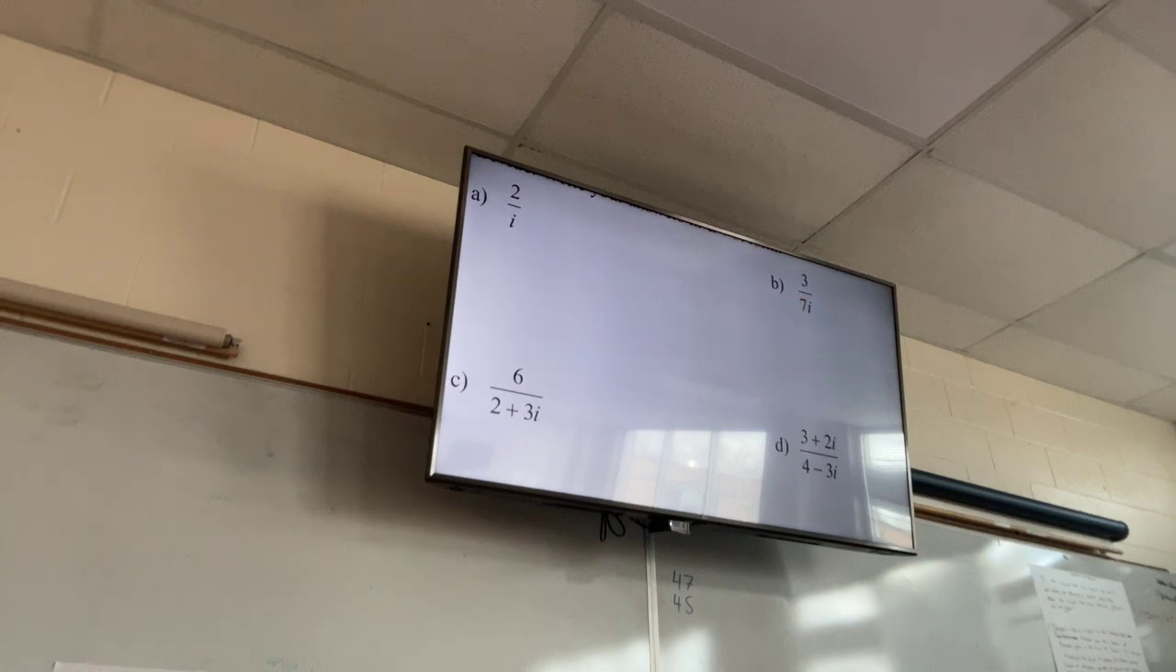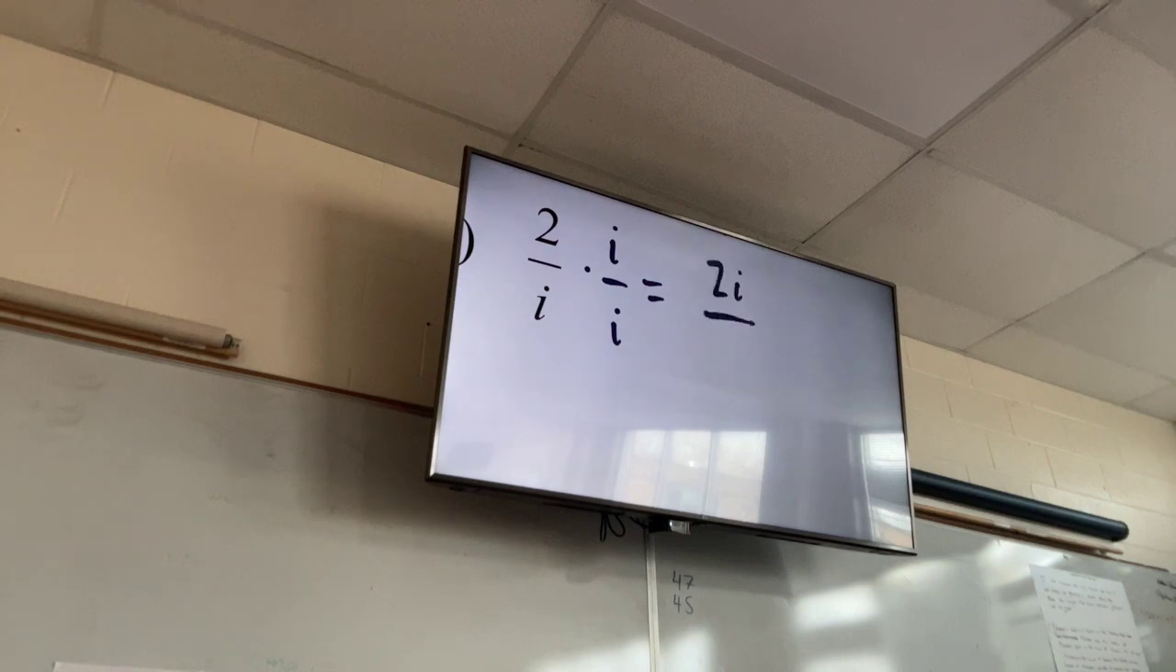Just an i term. When there's only an i term, what do I multiply by on the top and bottom? Just i. Okay, so the top is 2i. Bottom is i squared, so that becomes 2i over negative 1, which is negative 2i. Easy money.